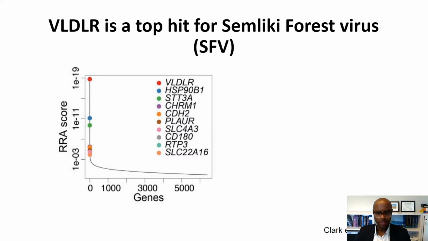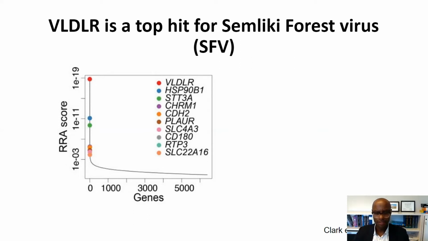And so a second hit on the screen was HSP90B1. Interestingly enough, this protein is the chaperone for another protein called PCSK9, which is a master regulator of LDLR-related receptors. Then SCD3A was the only other statistically significant hit. This is a protein that is involved in the replication of other positive sense RNA viruses, flaviviruses, but had not been known to be implicated in entry or replication of alphaviruses.